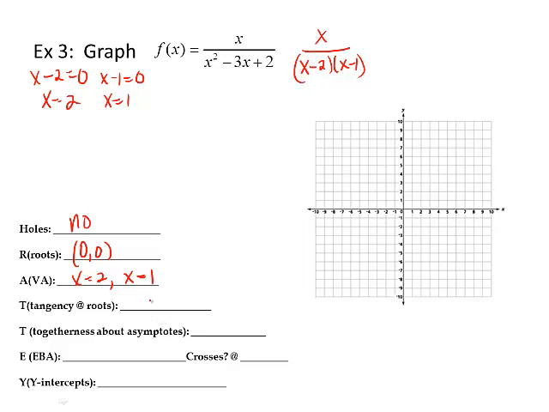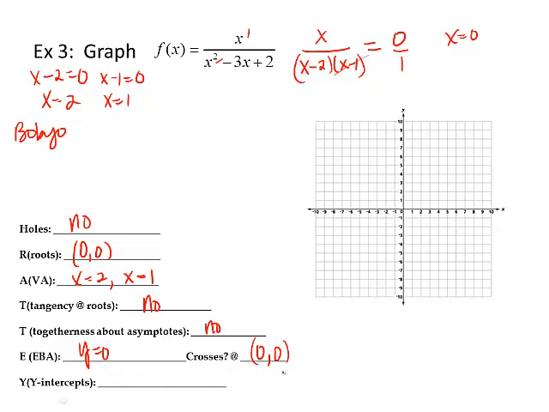Tangency, do I have any factors repeated in the numerator? No. Togetherness, do I have any factors repeated in the denominator? No. And end behavior, this is bottom heavy, top heavy, or exponents the same. Exponent 1 on the top, exponent squared on the bottom. So this is bottom heavy, and y equals 0. Alright, if I set my equation equal to 0, cross multiply, that's just 0, and I get x equals 0. Well, okay, so it does cross at the 0, 0 point.